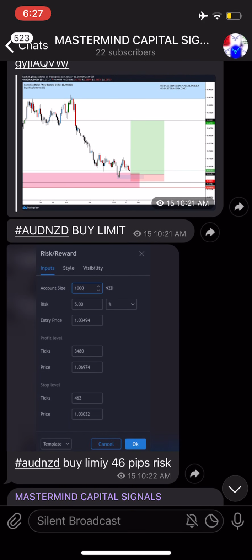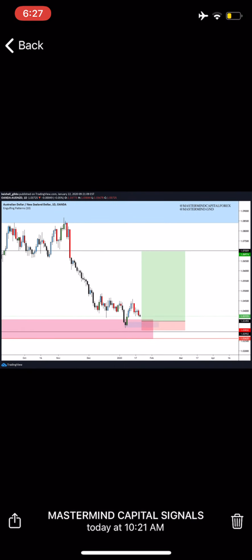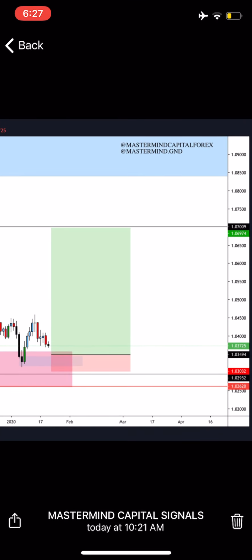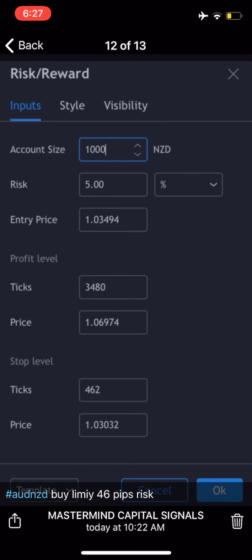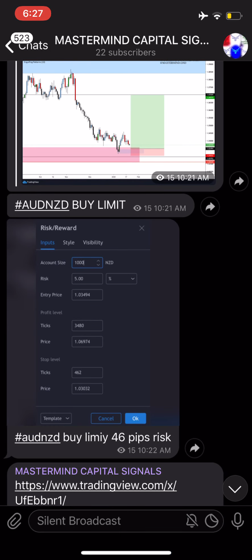Australia, New Zealand, right? Buy limit, right? Oh yes, that's what I missed, right? I send you the chart with the setup where I want you to enter, and then I also send you the information, right? You see you have the entry price, right? You look at entry price, you look at profit level, you look at the price, and you look at stop level, you look at the price, right? So the entry price is the price you're getting in at. Profit level is your take profit. Stop level is your stop loss, right? And you see I say that we're risking 46 pips, right?